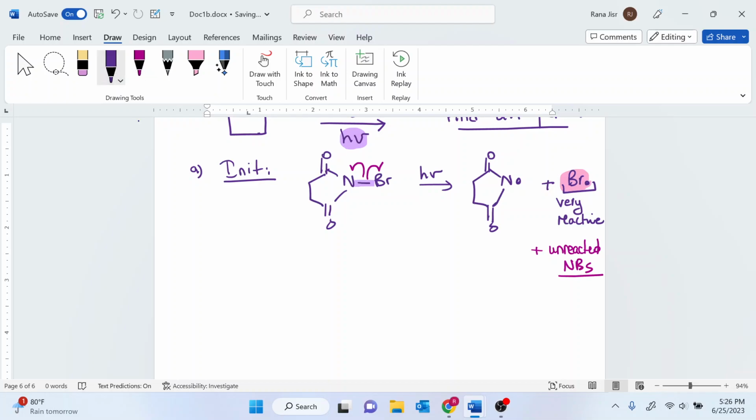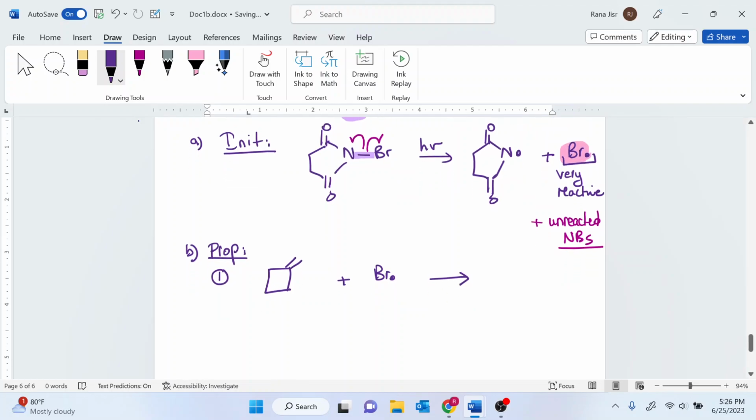The second step. So in the second step, this is the propagation, and we said that in the propagation, this is the steps where you get your product, and it is two steps. Step one, you start with your reactant, and you react this with the free radical. Bromine free radicals, they are selective, and because they are selective, they're going to choose the most stable hydrogen and replace it.